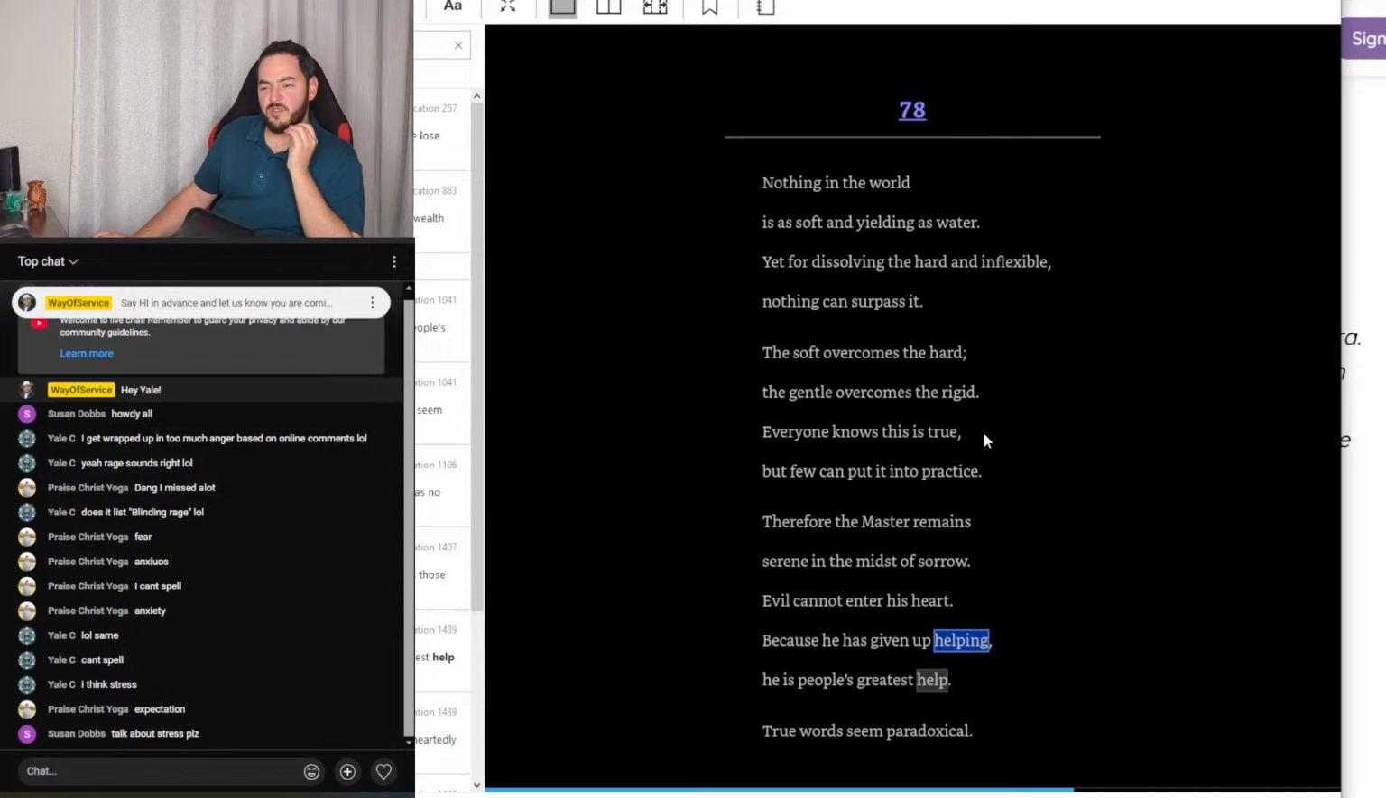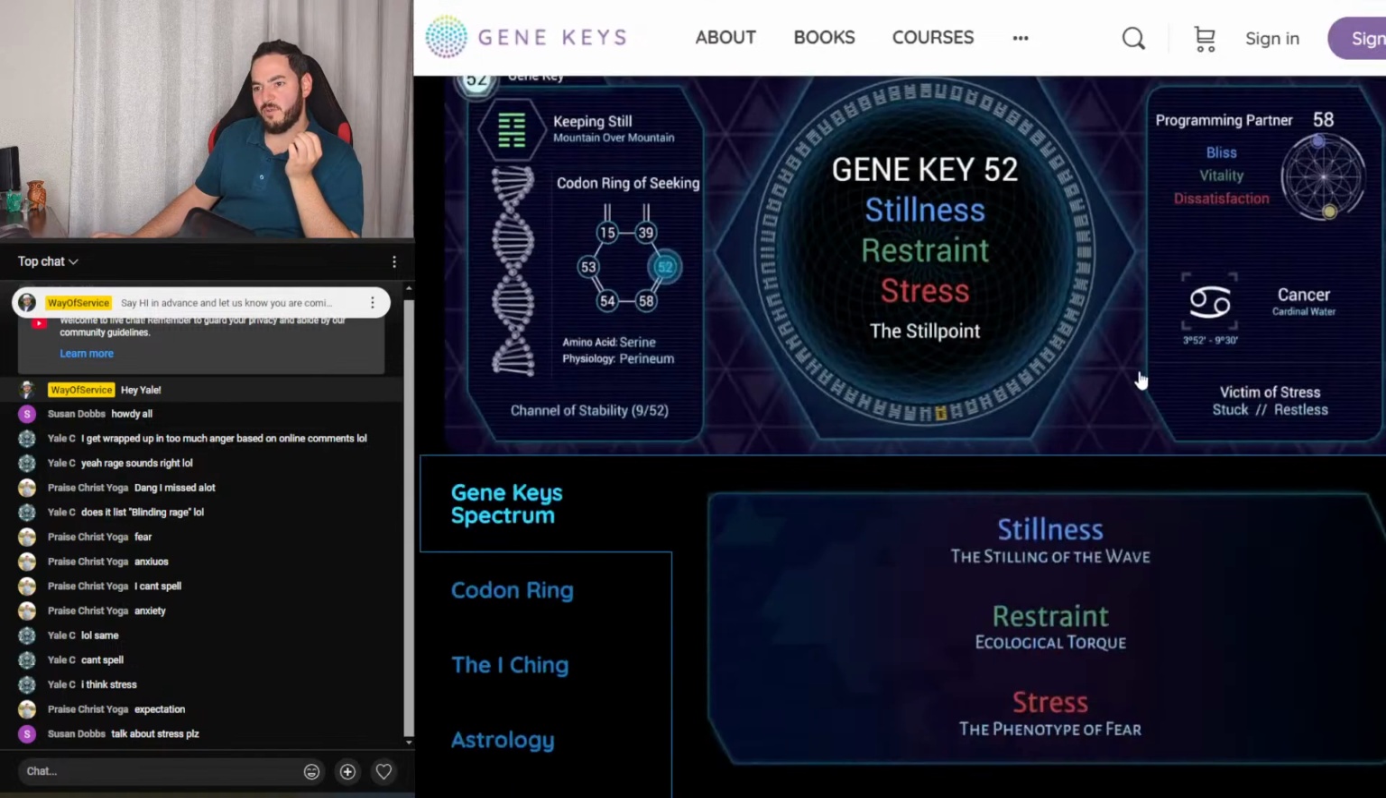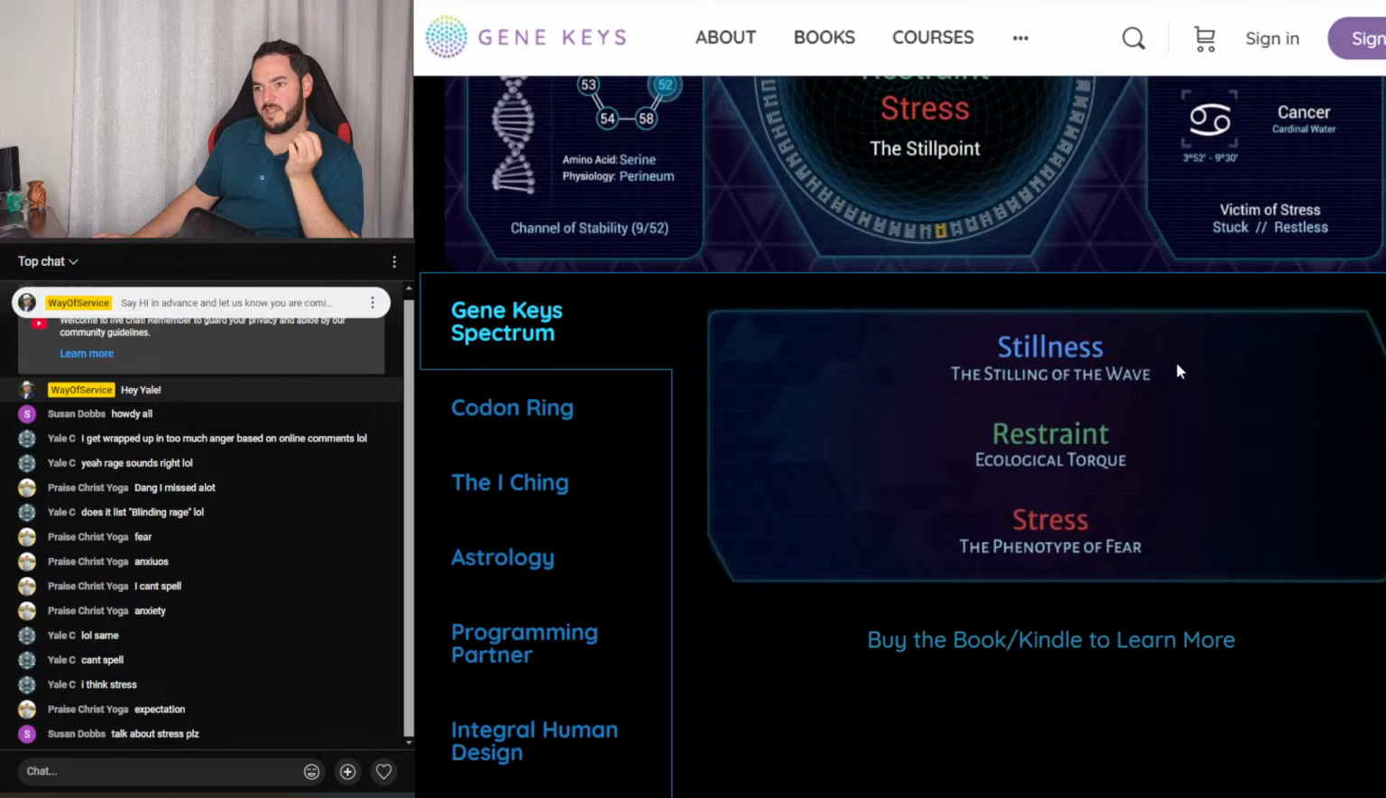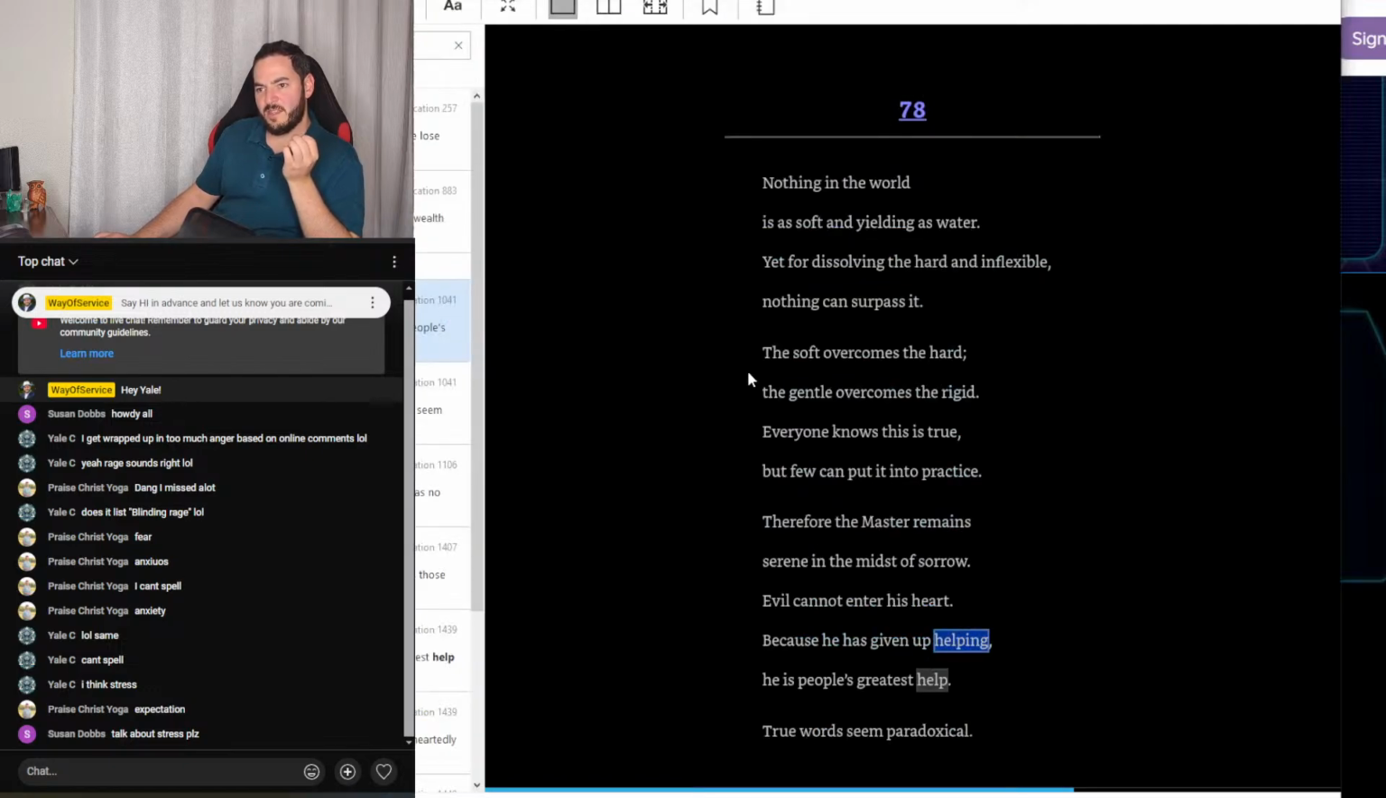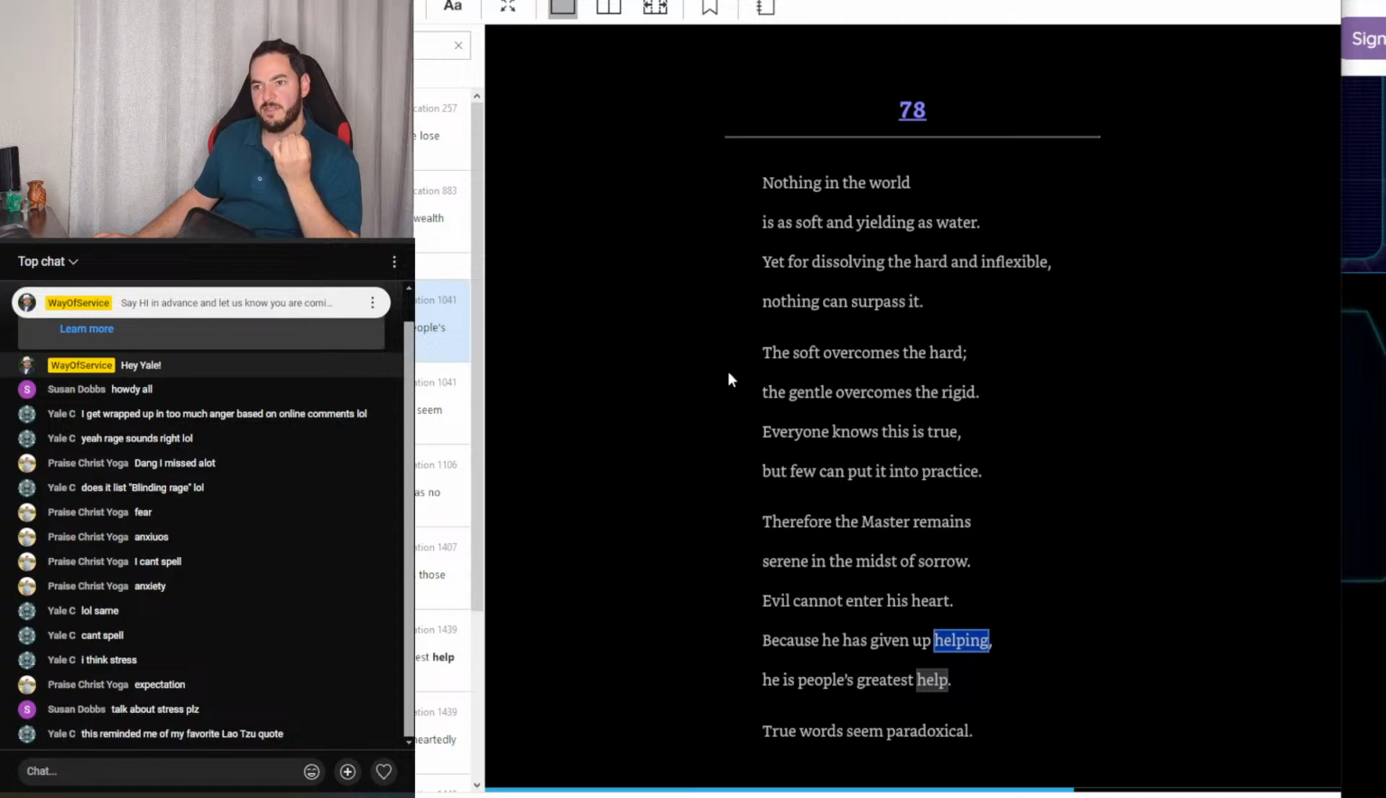Interesting. So there's water in this example. He says nothing in the world is as soft and yielding as water, and also he mentions here the stilling of the wave. So perhaps the lesson here is if we can be more like water, we can avoid anxiety and fear and stress. Nothing in the world is as soft and yielding as water.